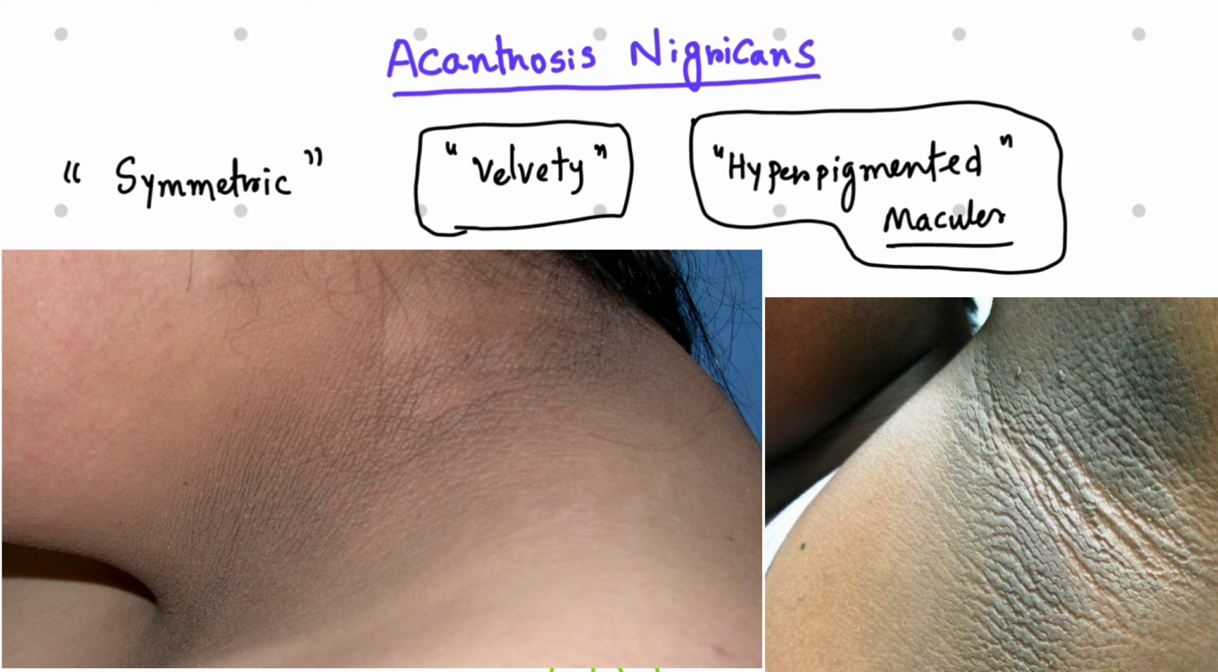So what basically Acanthosis nigricans is, it is a dermatological or cutaneous manifestation of certain disease conditions. How it looks on the skin: it is a symmetric hyperpigmented macule present on the skin which is velvety in texture.